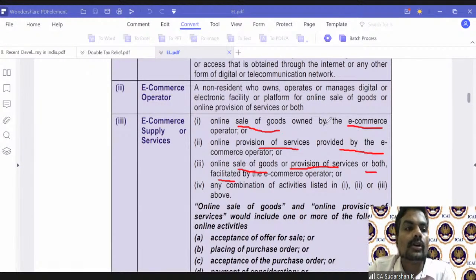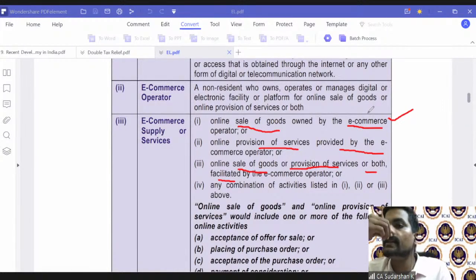So the e-commerce operator can have his own goods sold. Let's assume I'm an e-commerce operator and I have a platform where people come and buy my own goods. Let's take Adidas, Germany. So I'm Adidas, Germany. I have a platform called adidas.com and I have all my Adidas shoes that are owned by me. People come and buy and I deliver it. So this is online sale of goods owned by the e-commerce operator.